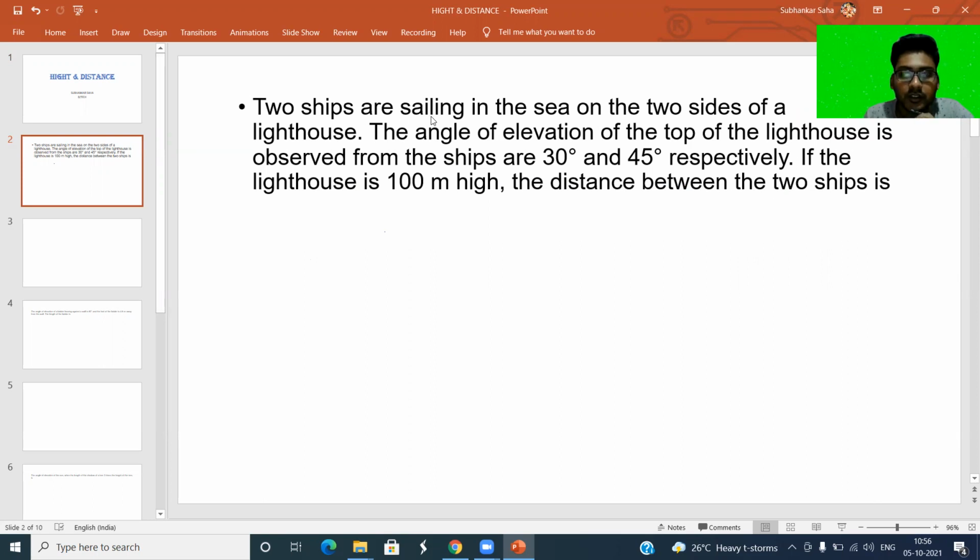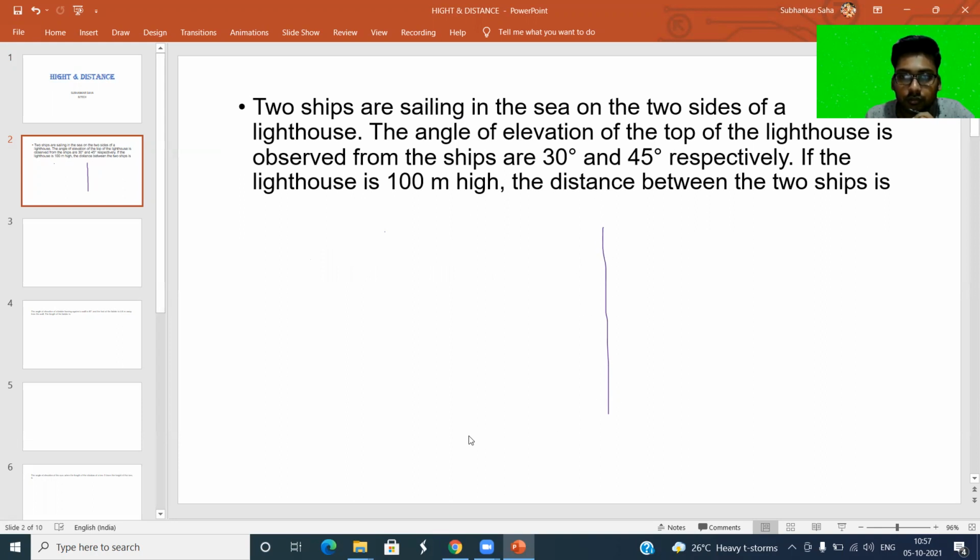Two ships are sailing in the sea on the two sides of a lighthouse. It is the lighthouse. The angle of elevation means the point is above the horizontal line. Okay, it is the angle of elevation. कल किया था बेसिक और हाइट एंड डिस्टेंस बेसिक. ओके, ठीक है. तो अब ये देखिए कैसे करते हैं.